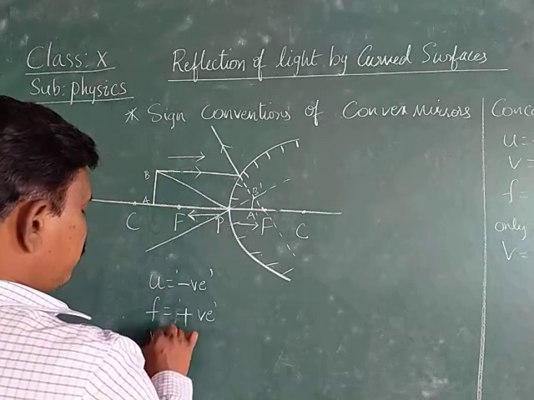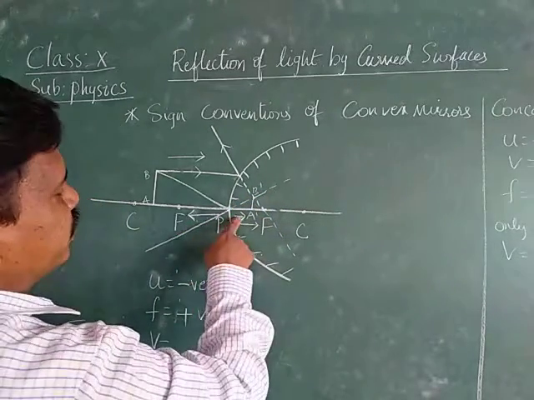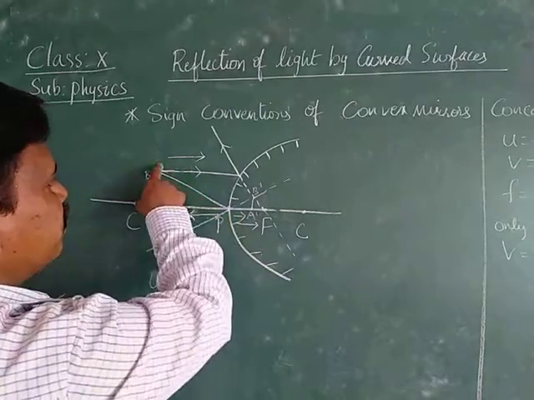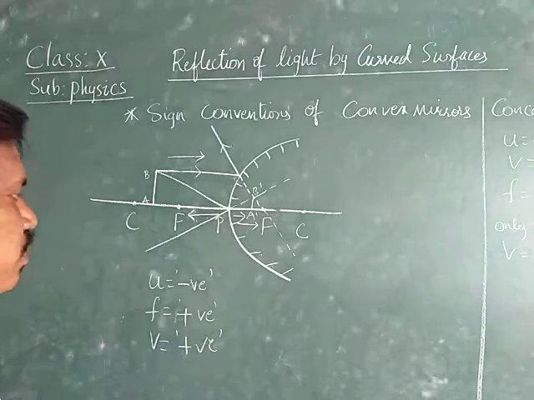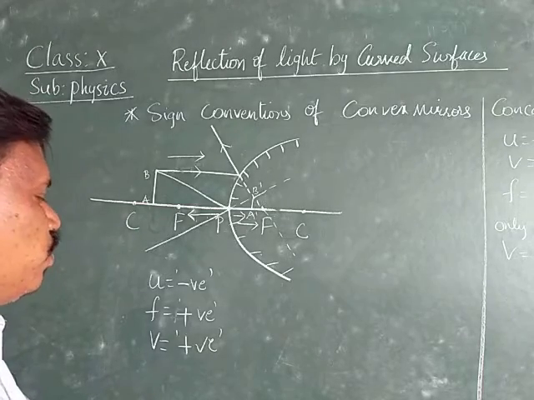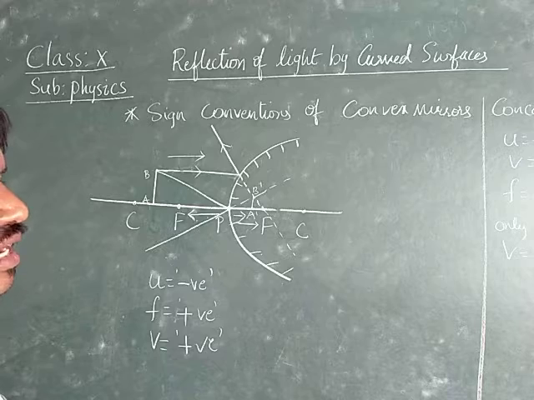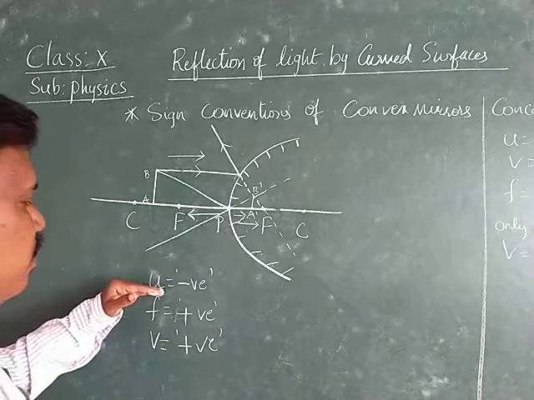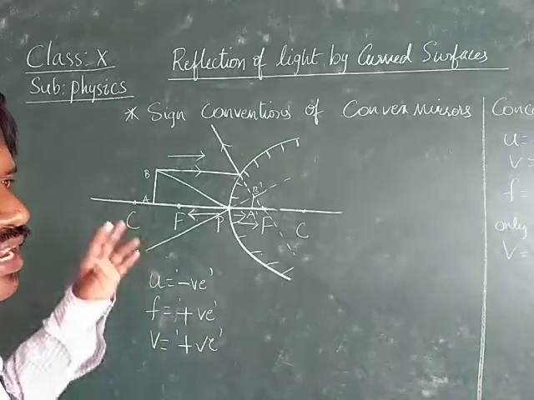In the same way, what is V? The image distance. The image is here, and we measure from the pole to here, in the same direction. Therefore V is positive. That means for a convex mirror only U is negative, and F is positive, as well as V is positive. For a convex mirror only U is negative; the remaining are all positive.